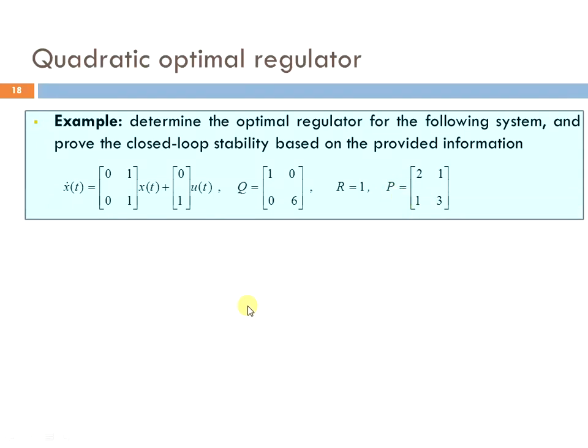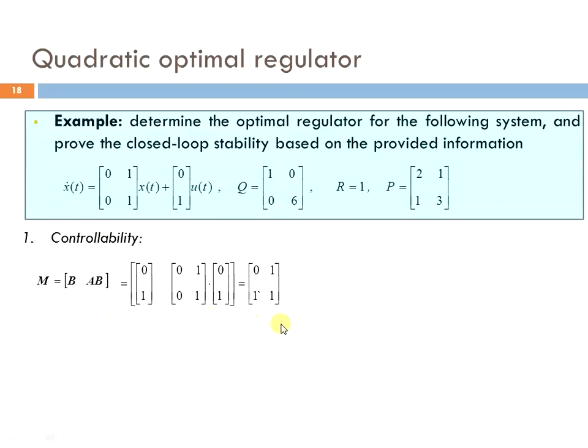Because this is a state feedback control design problem, we begin by determining whether this system is completely state controllable. For that, we define our controllability matrix, which in this case is given by this matrix 0, 1, 1, 1, which has a determinant equal to -1. Since this is not equal to 0, we conclude that this system is completely state controllable.